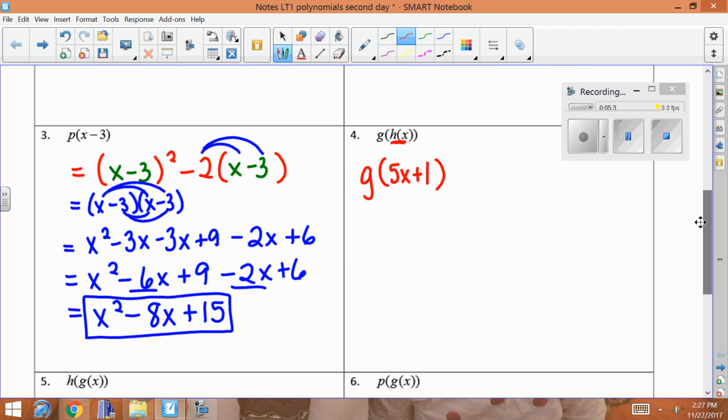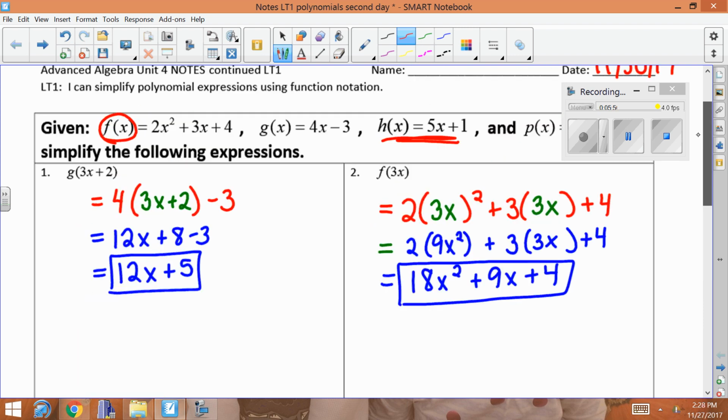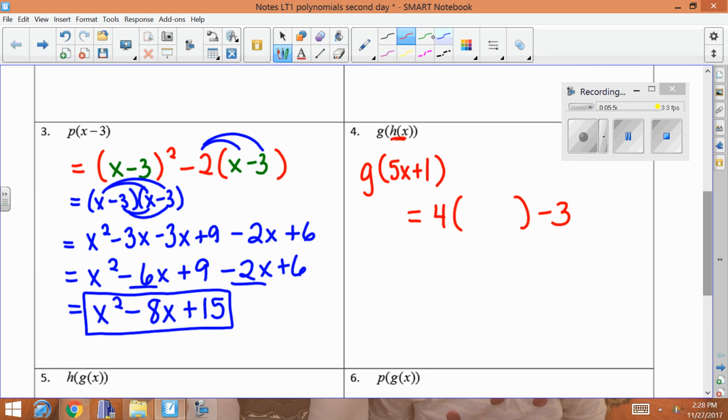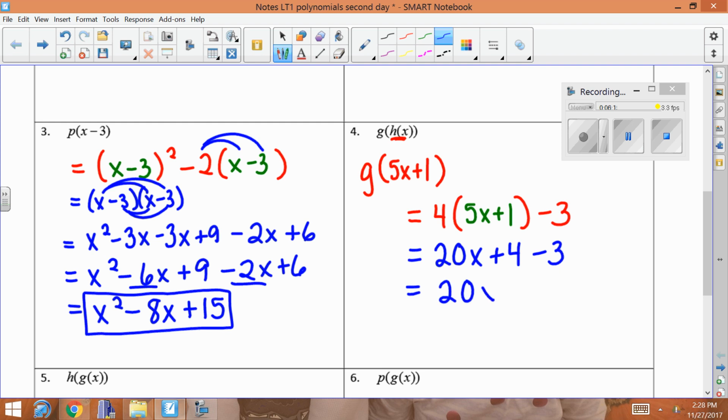So we're doing g of 5x plus 1, and really it's the same thing as what we had done before. We take function g, which is 4x minus 3, coming from up here, and now instead of an x, we replace that with function h, which was 5x plus 1. Then it's the same as the other three we just went through. It's a matter of simplifying. We get 20x plus 4, we still have a minus 3, and that gives us 20x plus 1.